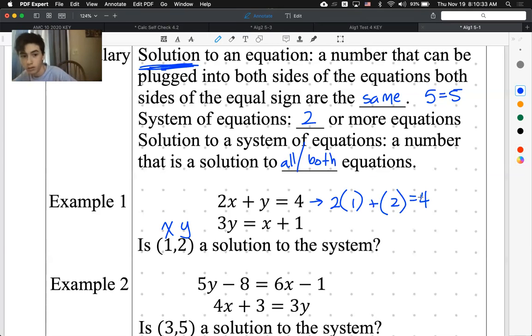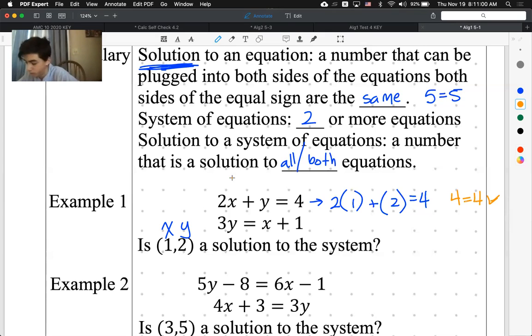Perfect. And you guys can probably do the mental math. 2 times 1, 2. 2 plus 2, 4. 4 is indeed equal to 4. So you can simplify over here. You can say 4 is equal to 4. You can give yourself the giant check mark. I guess I can't write over there on my tablet. 4 is 4, so this is a solution. (1, 2) is on the line.